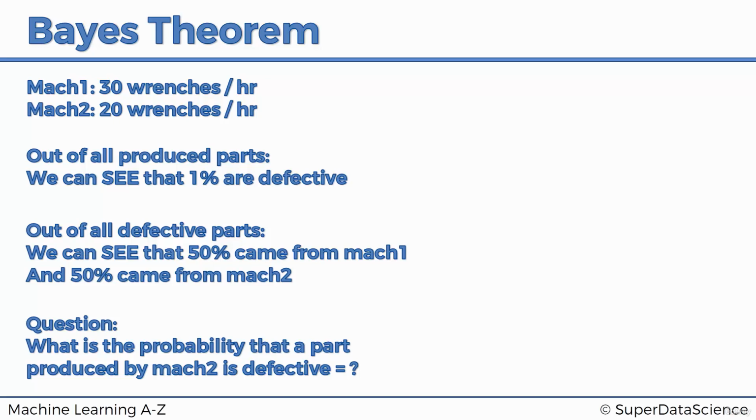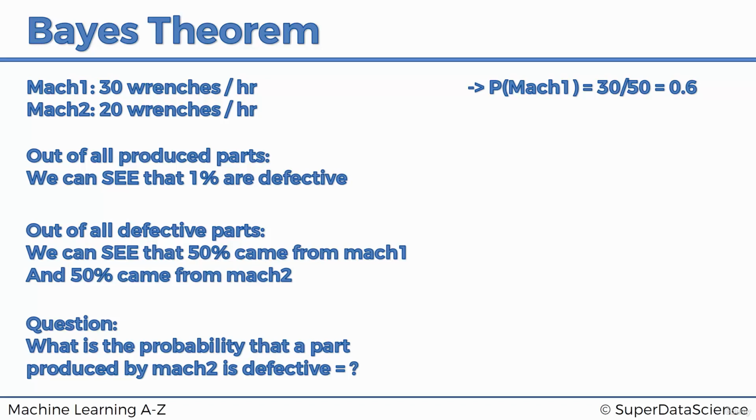So let's have a look at how we can rewrite this information in more mathematical terms. The first line, what does it tell us? It tells us that machine 1 produces 30 wrenches per hour, machine 2 20 wrenches per hour. So in total, there are 50 wrenches produced per hour. And that also means that the probability that any given wrench you pick up from the final pile, whether it's defective or non-defective, comes from machine 1 is 30 divided by 50.